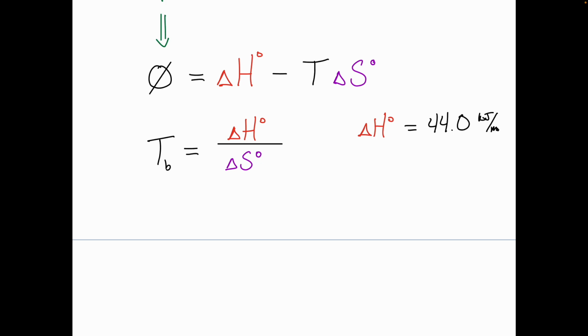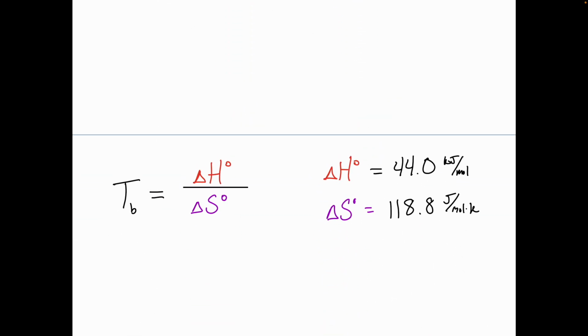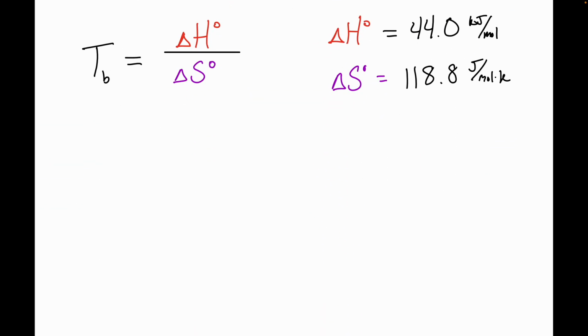All right, and I'll tell you that the delta S that I calculated was 118.8. That was joules per mole Kelvin. All right, we're going to approximate that boiling point. That's our 44.0.